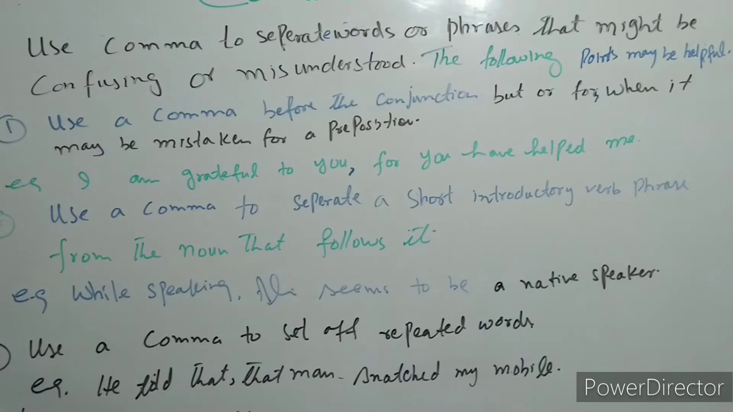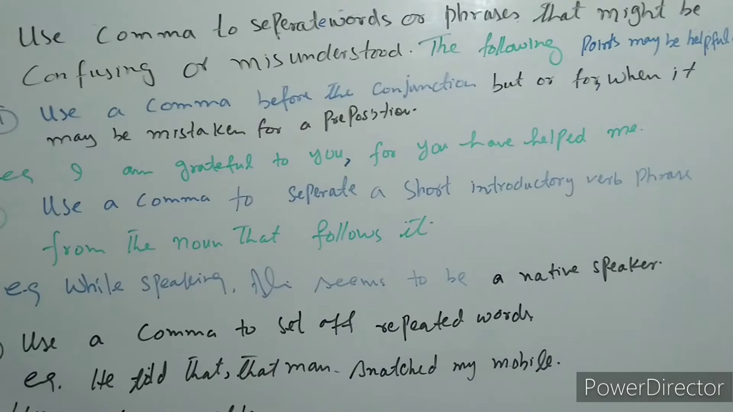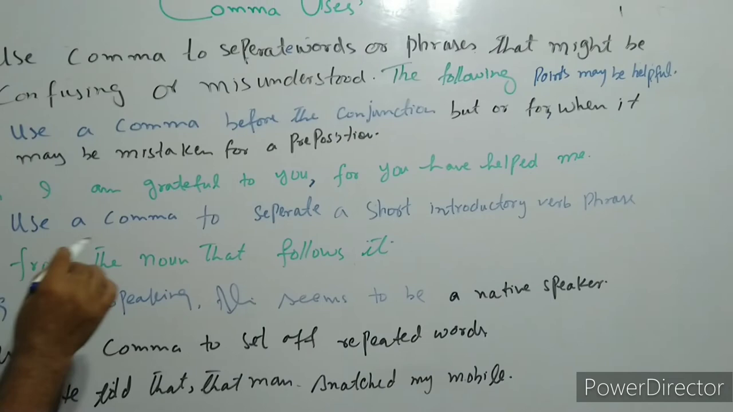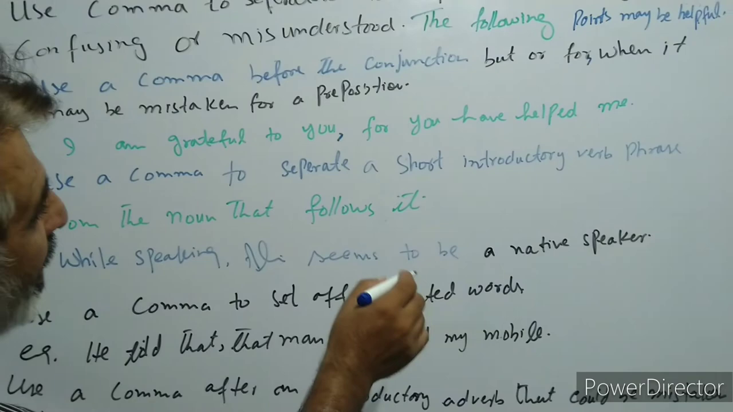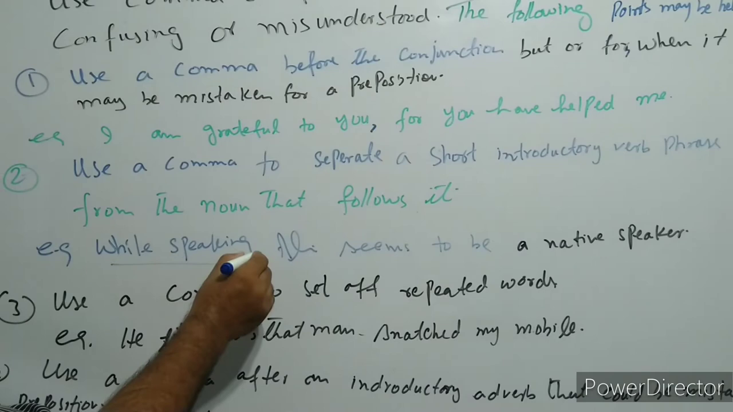Use a comma to separate a short introductory word or phrase from the noun that follows it. Look: While speaking, Ali seems to be a native speaker. This is important. So the comma is here.